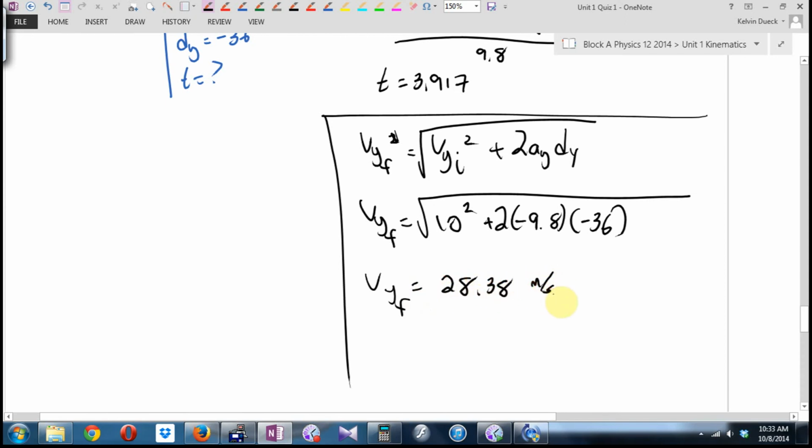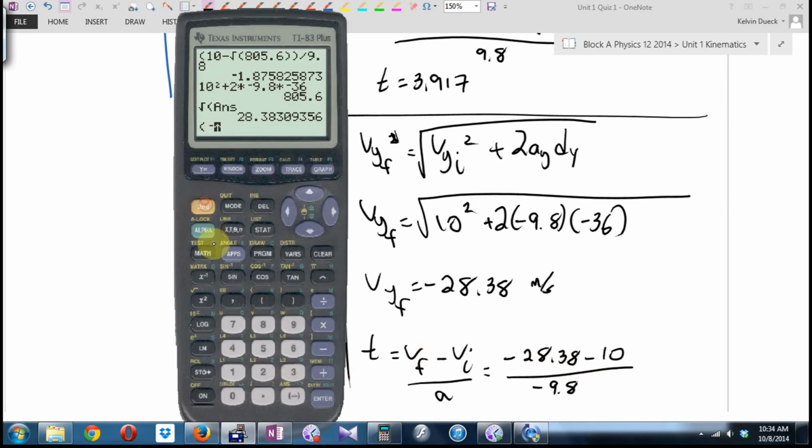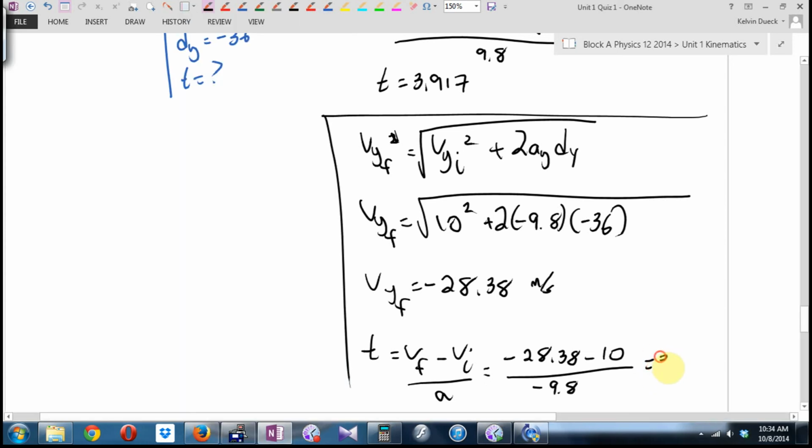And I'm wrong. We have to add the negative ourselves, unfortunately. And then I can go t equals Vf minus Vi over A. It equals negative 28.38 minus 10 all over negative 9.8. Negative 28.38, well, answer button, minus 10 all over negative 9.8. And same value. 3.9166, 3.917.